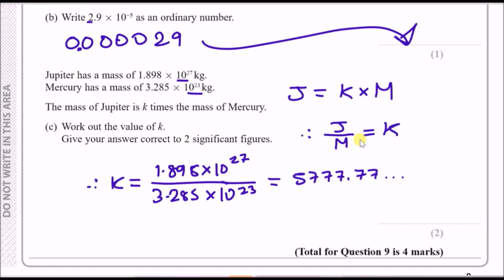5777.777 and so on. Because they want 2 significant figures, all you got to do is highlight the first 2 numbers and look at the decider, which is this value here. Since 7 is bigger than 5, this means you round this number by 1. So then it becomes 5,800 or 5,800 times bigger.